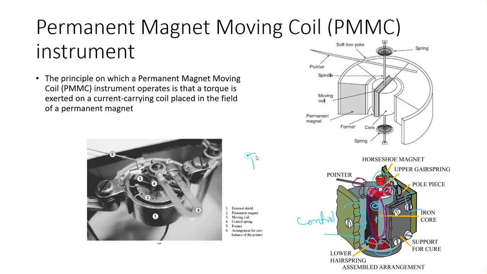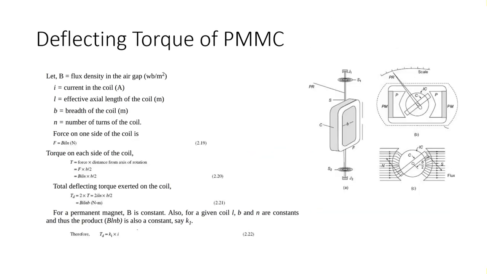So F is equal to BIL and torque is equal to BIAN, where N is the number of turns. So we'll use these equations in further discussion. And now let's calculate the deflection torque for this PMMC.